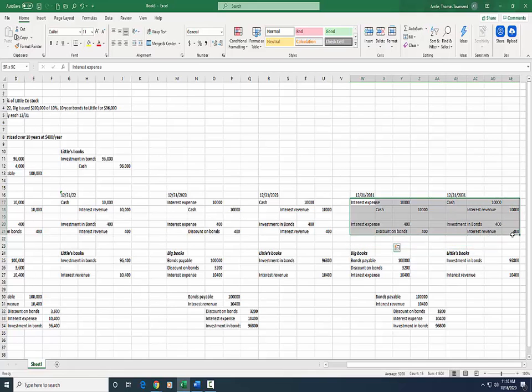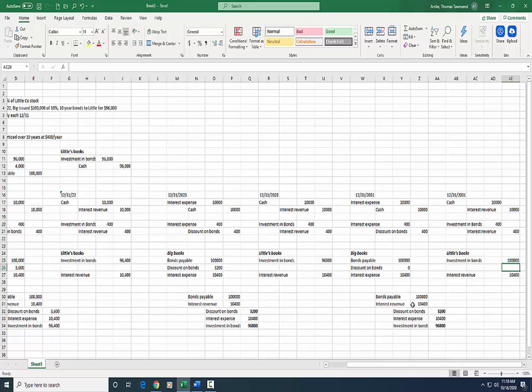Again, every year it's the same thing. $10,000 of coupon interest, $400 of amortization. But by the end of the 10th year, the discount has been entirely eliminated. Part of the point of the amortization is to get rid of the discount or premium. So the discount is down to zero, and the bond investment would be up to $100,000.